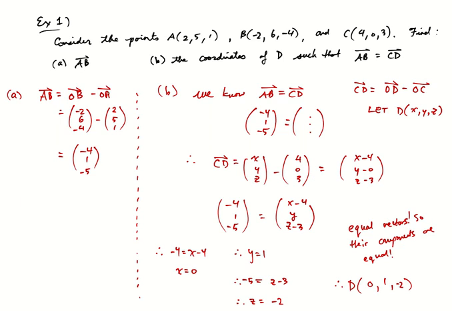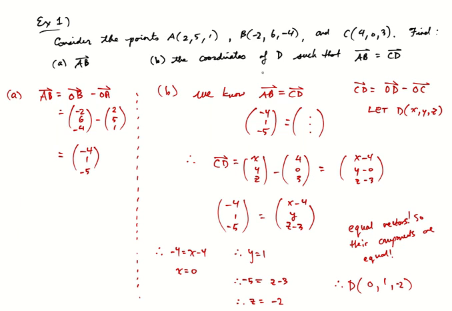OA is just the coordinates of point A rewritten in component form. So OB here was (-2, 6, -4), so we write that vertically, and point A was (2, 5, 1), so we write that vertically and take the difference of those. We end up with (-4, 1, -5). Remember, we do -2 minus 2, 6 minus 5, and -4 minus 1. We just read it straight across. And there we have our vector AB.